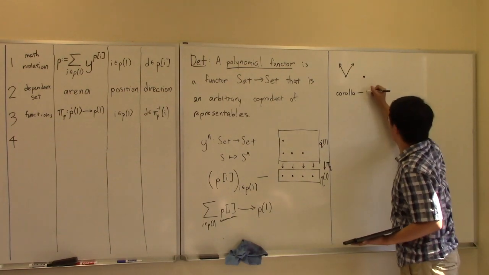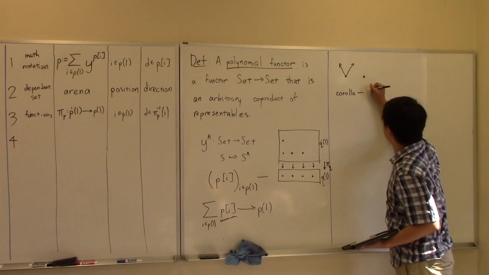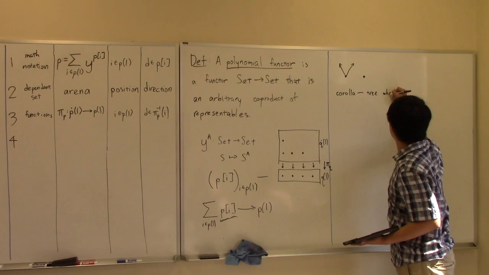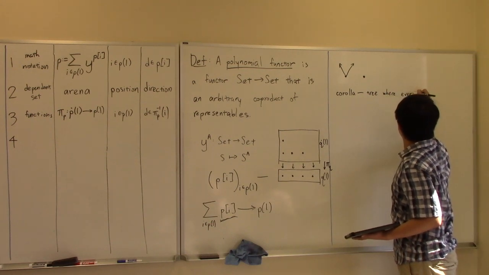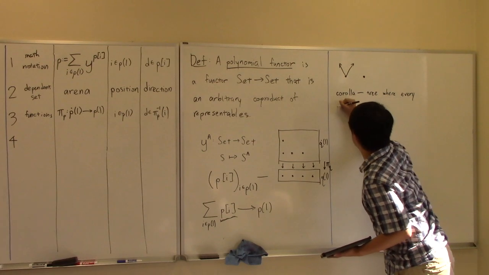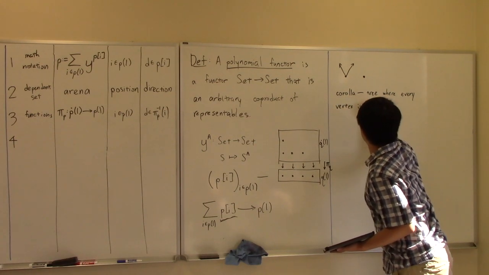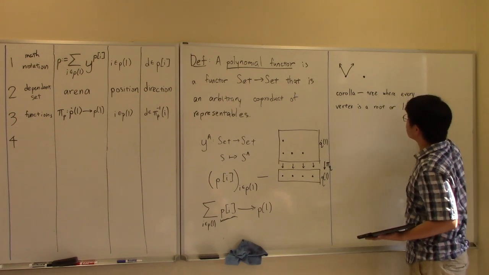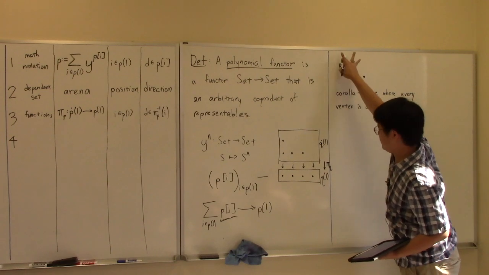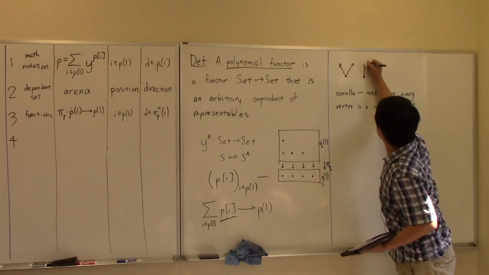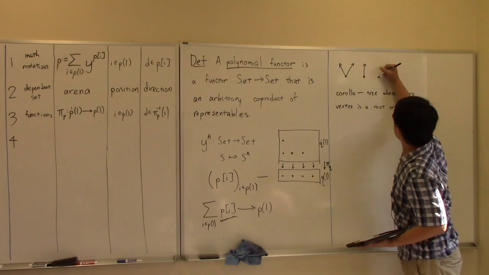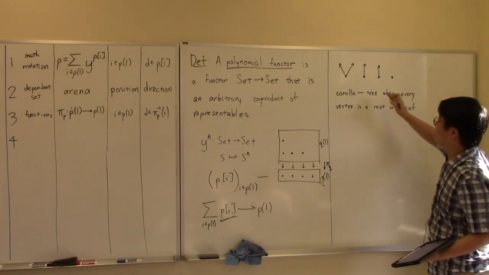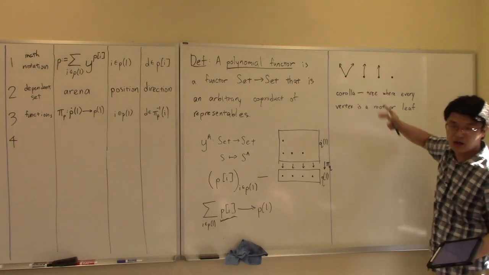Corolla, which you can think of as a tree where every vertex is a root or leaf. So here we have a root with two leaves. This gives us a root with one leaf. This gives us another root with one leaf. And then this gives us a root with no leaves. And that's just another way of representing y squared plus 2y plus 1.